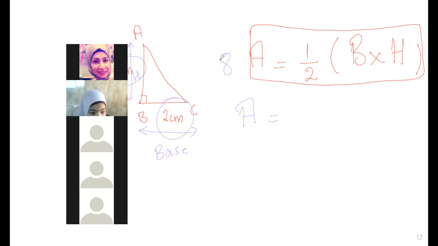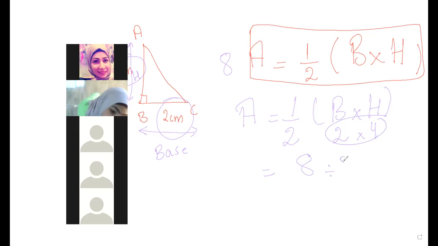Then don't forget to find its half. Half of 8 is 4. So the area comes out 4. Okay? So we write half base times height. The base is 2 and the height is 4. 2 times 4 equals 8. Okay, half of 8 means we are dividing 8 by 2.